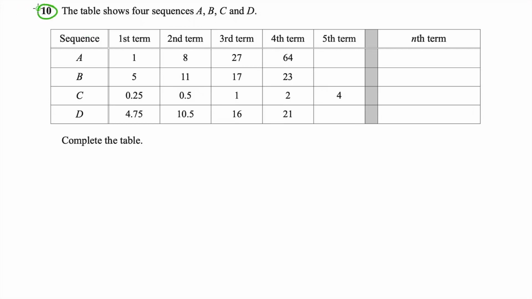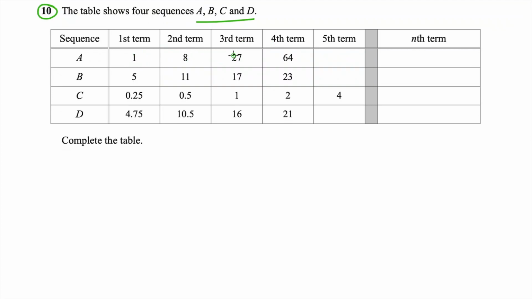Hello friends, let us get to question number 10. The table shows four sequences A, B, C and D. So complete the table. That's the question. So first sequence, you can see that 1, 8, 27 and 64.